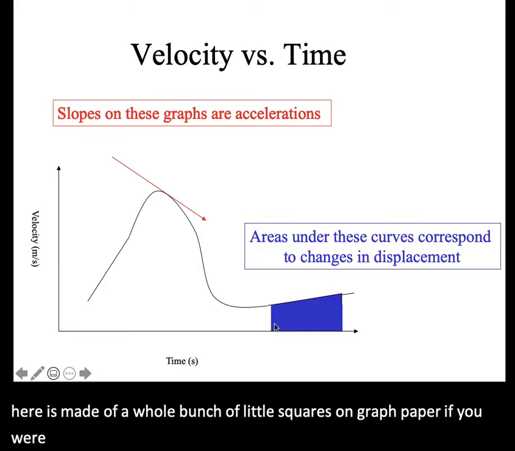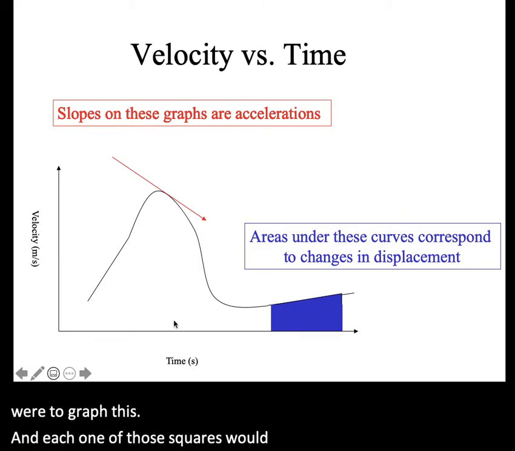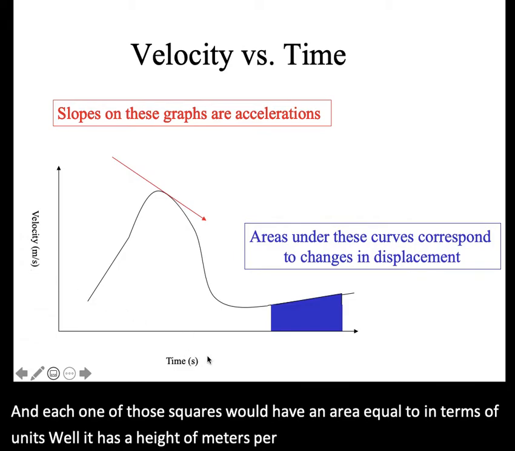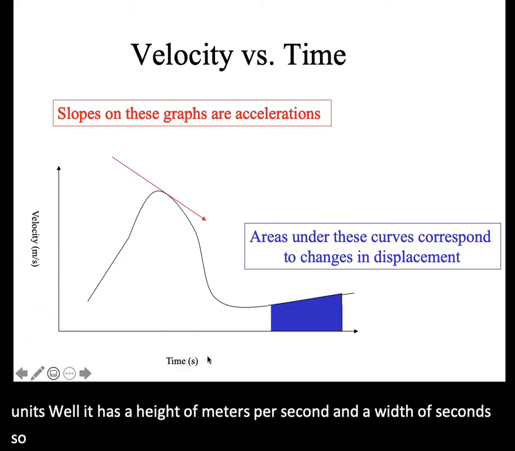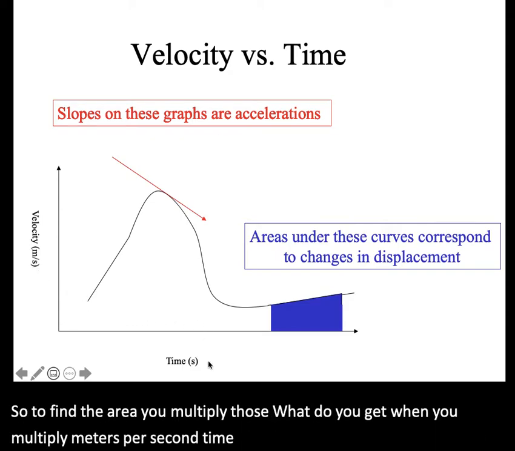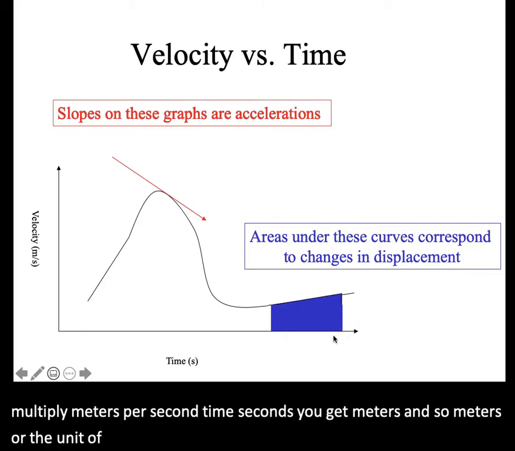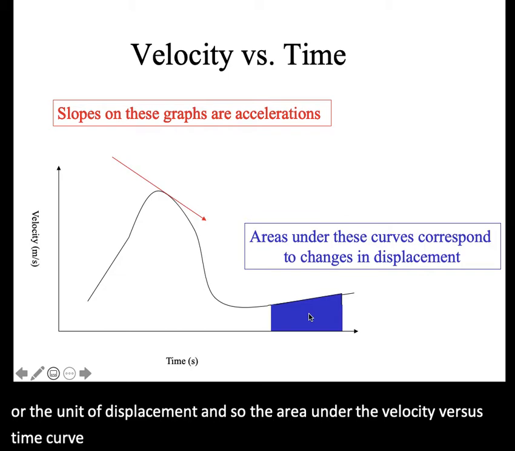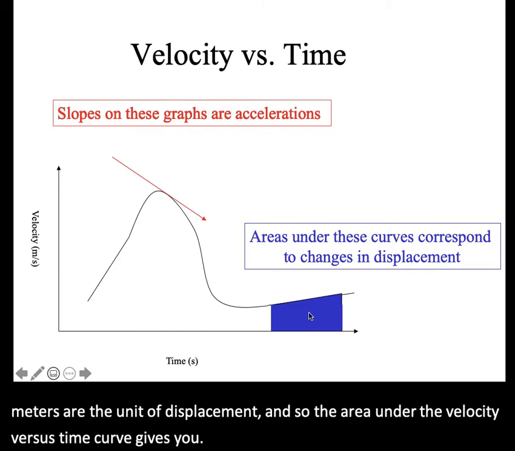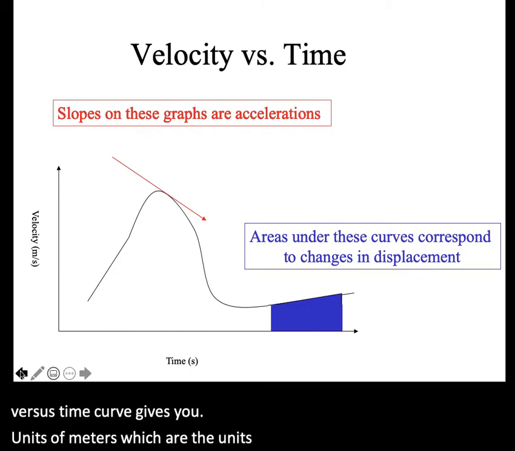And each one of those squares would have an area equal to what in terms of units? Well, it has a height of meters per second and a width of seconds. So to find the area, you multiply those. What do you get when you multiply meters per second times seconds? You get meters. And so meters are the unit of displacement. And so the area under the velocity versus time curve gives you units of meters, which are the units of displacement, and that's what it means physically.